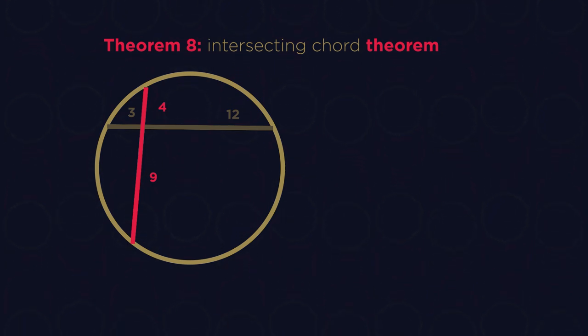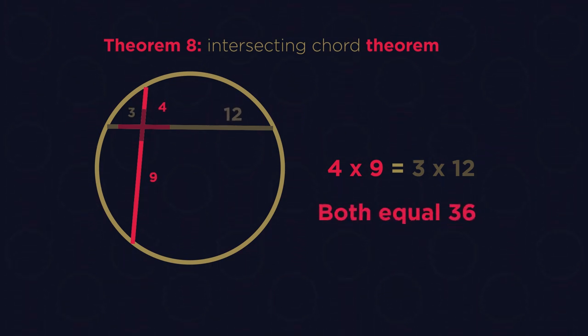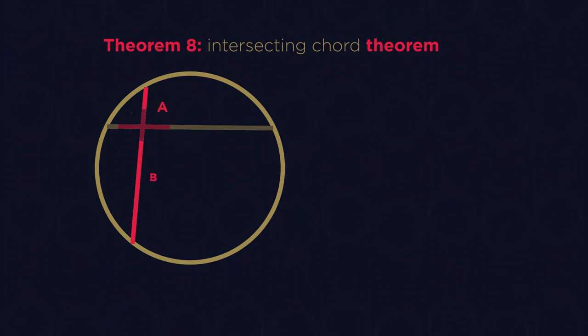When two chords intersect each other inside a circle, the product of their lengths are equal. So 4 multiplied by 9 is equal to 3 multiplied by 12, both equal 36. So just remember, the intersecting chord theorem means A multiplied by B equals C multiplied by D.